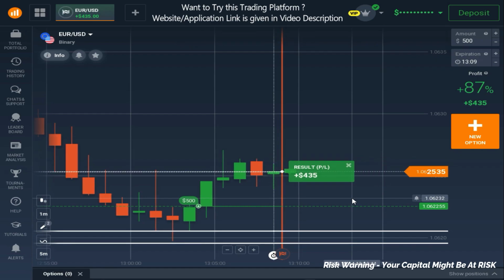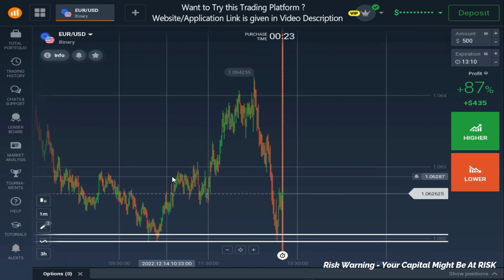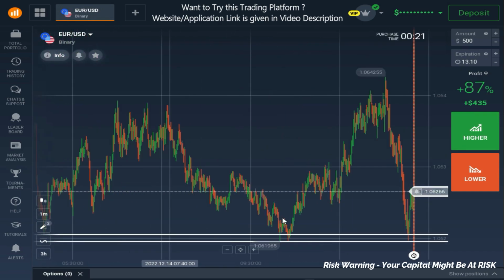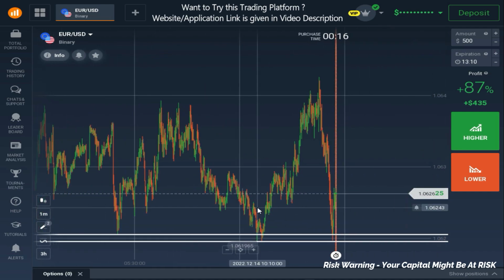So it's a winning trade. Now let me explain to you the whole setup. First of all, as you can see, I always try to follow the trend, and in this case, if you look carefully, you will see that overall the market was in a ranging situation.